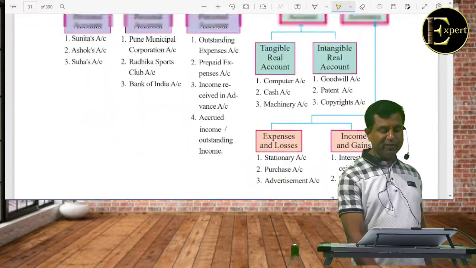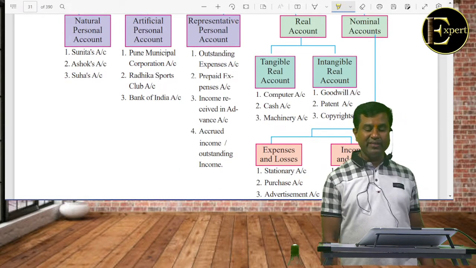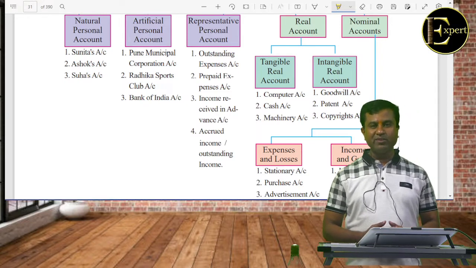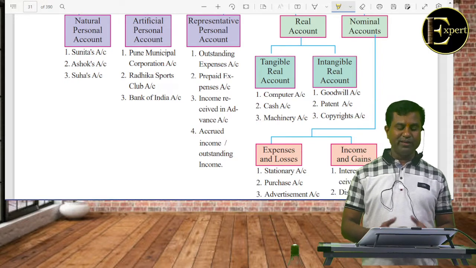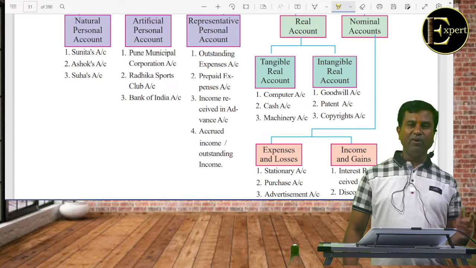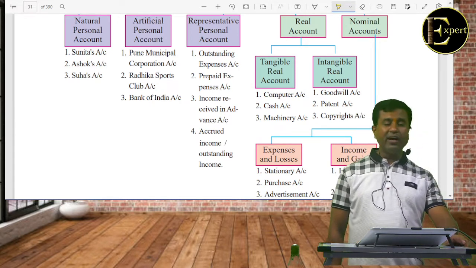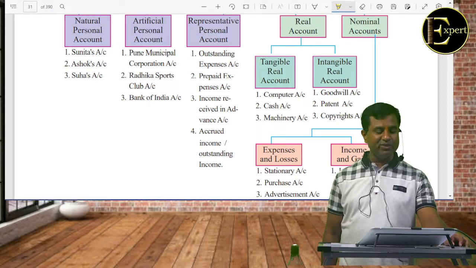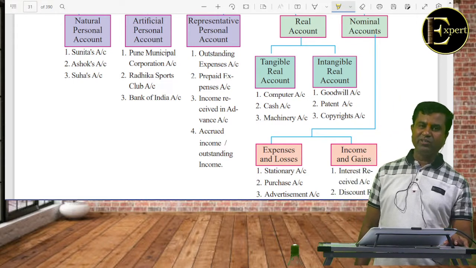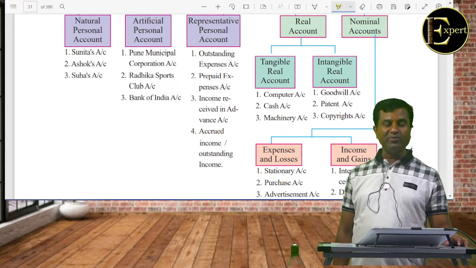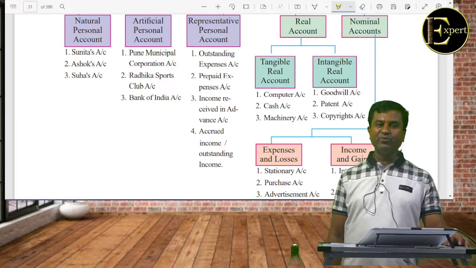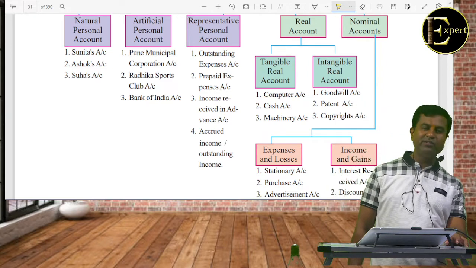Now here examples are as well given. हर चीज का example दिया है, आप देख सकते हैं बेटा. As far as natural person, we all are natural persons created by nature, created by God, you can say. Mahesh, Ganesh, Sunita, Ashok, Suhas, all these are nothing but natural personal account. Artificial or legal personal accounts are nothing but which are created by law. That is any bank, any company, any corporation, all these are nothing but the legal or artificial personal account. It is State Bank of India account, Reliance Industries Limited account, Infosys account. All these are nothing but the artificial personal account.